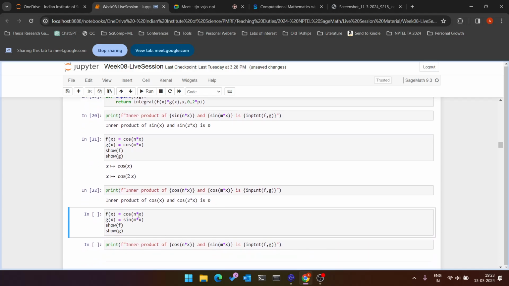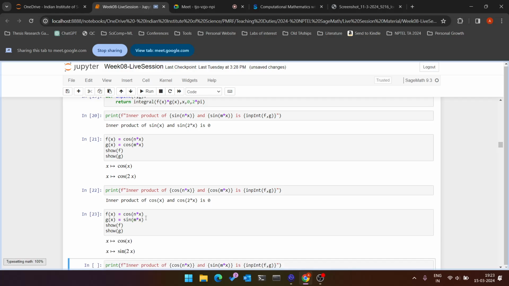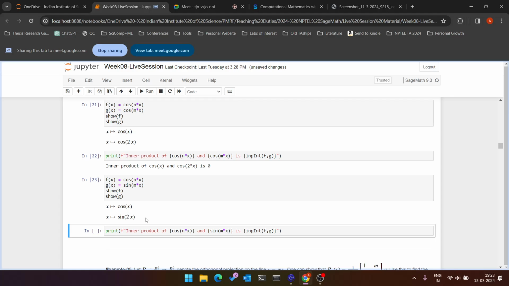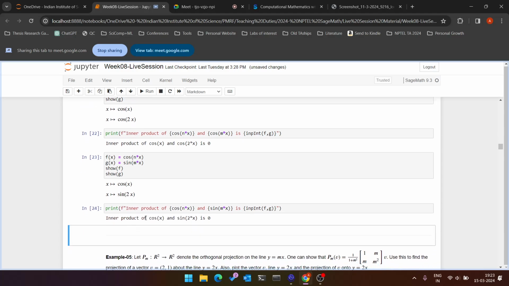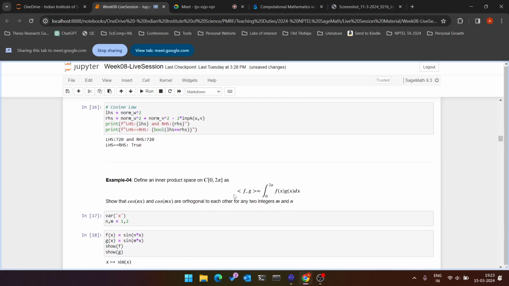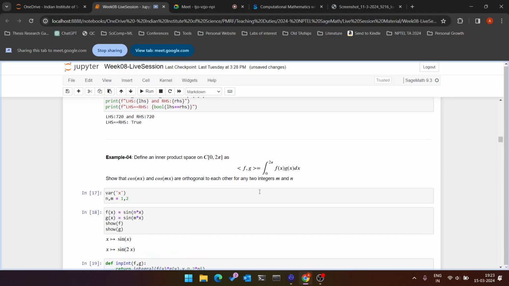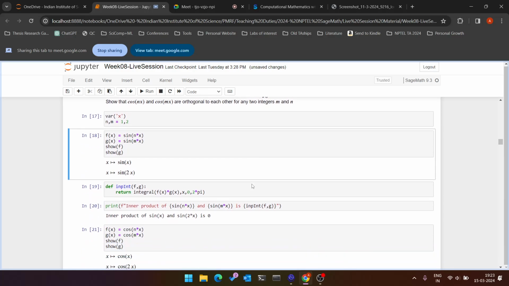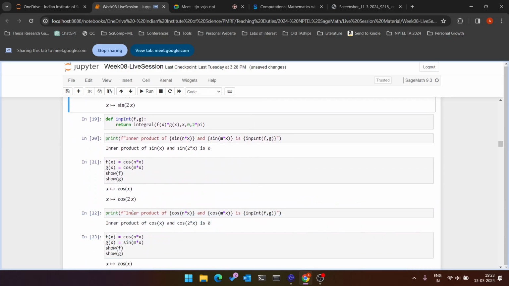Finally, I'm just playing around with cos of nx and sine of mx, and if I run the inner product, this also turns out to be 0. So basically, for this inner product on the C0 to 2 pi, we have been able to show the relation that we have been asked for.